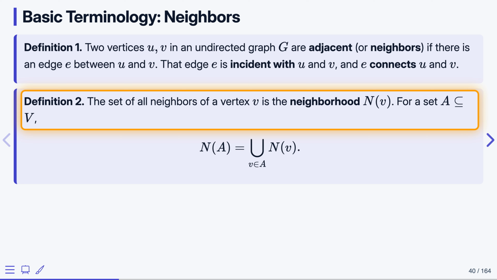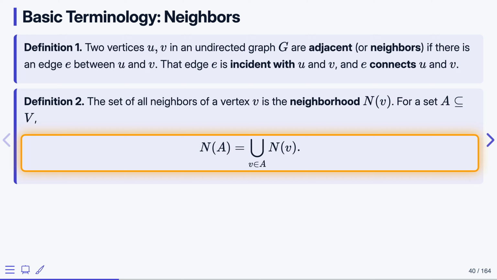Next comes the neighborhood. The neighborhood of a vertex v is the set of all its neighbors. We write it as N(v). If it was a set of vertices A, then N(A) is the set of all vertices that are neighbors of at least one vertex in A. In symbols, N(A) is the union, over every vertex v in A, of N(v).